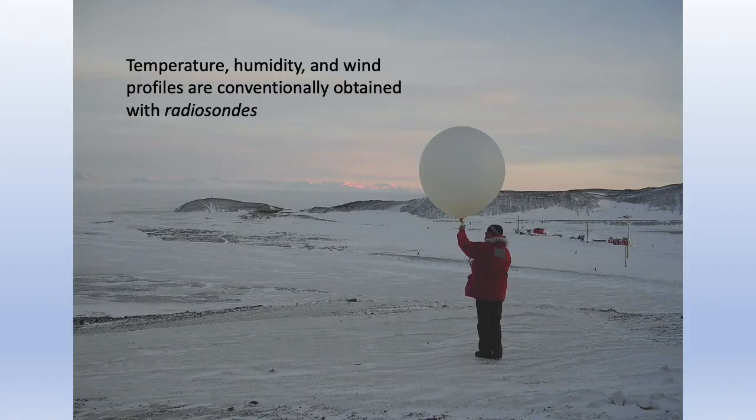So temperature, as well as humidity and wind, are conventionally obtained using something called a radiosonde. A radiosonde is a small instrument package which attaches to a helium-filled balloon, and as that balloon rises and carries the package with it, it broadcasts data back to a ground station that captures these variables as a function of pressure, which in turn tells you how high you are above the surface.